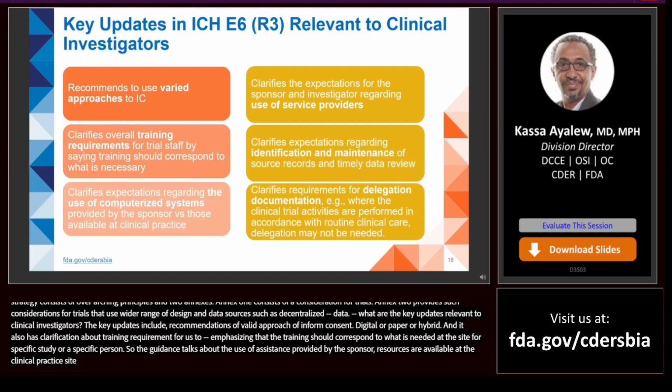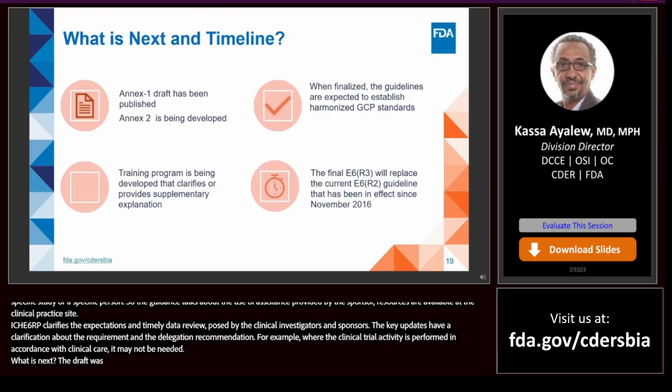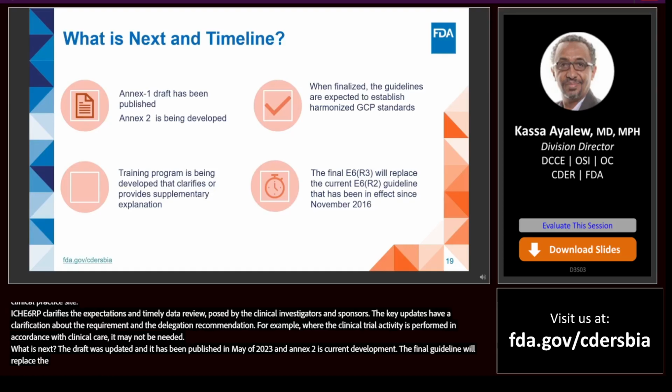Further, clarifications surrounding the utilization of computerized systems by sponsors and the corresponding expectations for investigators are vital for optimizing data management during clinical trials. Such improvements can significantly enhance operational efficiency. The transition to ICH E6 R3 represents a significant milestone, set to replace the existing ICH E6 R2 guidelines that have been in effect since November 2016. This evolution marks a commitment to uphold the highest standards in clinical research.